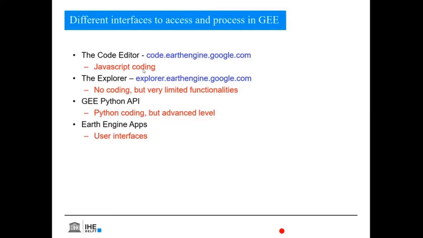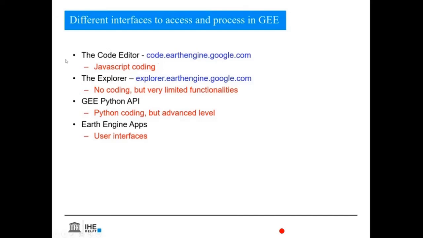Many people confuse it with Java. Java is different, JavaScript is different. Both are completely different. JavaScript is something which we usually use in web applications or websites. And then there is explorer.earthengine.google.com, which I'm skipping here, but you can all go in and explore yourself. There's no coding required, but very limited functionality. Once you see the power of code editor, you will not feel like going back to Explorer again. Explorer can do only a very few functionalities, which is disappointing.